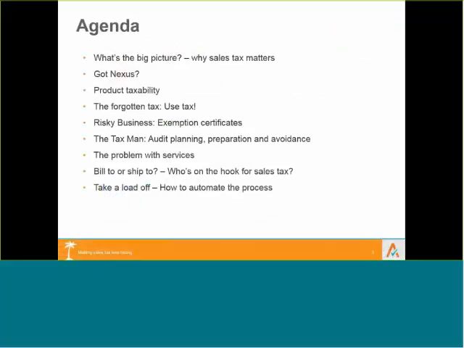Specific to today's conversation, here's what we'll be covering. Talk about why sales tax matters, different topics around sales tax such as Nexus and products taxability. Talk about the forgotten tax, use tax. We'll get into exempt certificates and exempt sales, and we'll also talk about audit planning, the problem with services, sourcing such as bill to and ship to, and then what it looks like to automate all of this for your business. So before I get started, if anyone has any questions, please feel free to raise your hand in the WebEx window or type a question in there. And if I don't see it, Gia will point it out. I'd be happy to answer any questions as they come up.